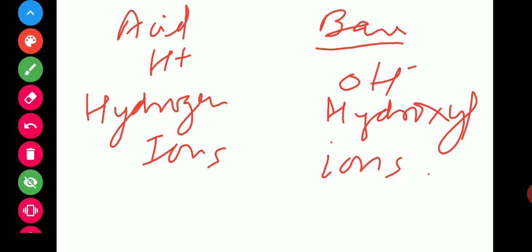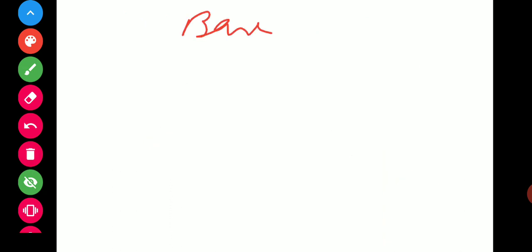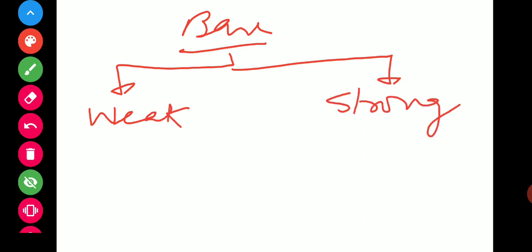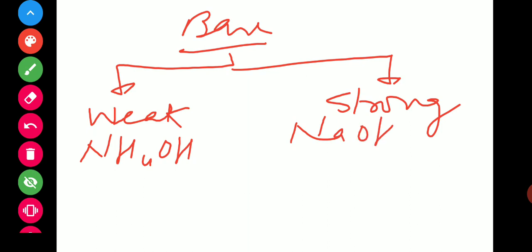Now come to bases. Base is further divided into two parts: weak and strong. Weak bases are those which give very few hydroxide ions, such as NH4OH. It is a weak base. And those which give more hydroxide ions are strong, such as NaOH, sodium hydroxide, and potassium hydroxide. These are strong. So you have to learn these strong and weak bases.